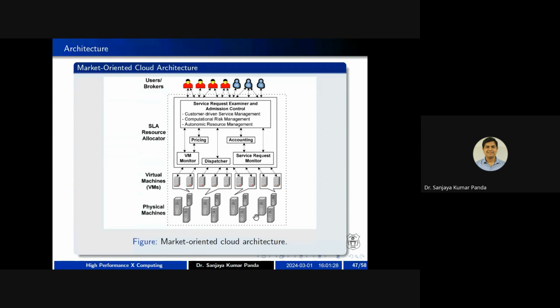Right? Similarly, there is admission control. Every resource has some limitation, right? So you have to see what is the maximum number of users that can use that particular resource. Based on that, you can put some kind of threshold. You cannot exceed that threshold. Similarly, there are several units under the SLA resource allocator. There is a unit to monitor the virtual machines, which are hosted on the physical machines, and all these physical machines together we can call a data center.